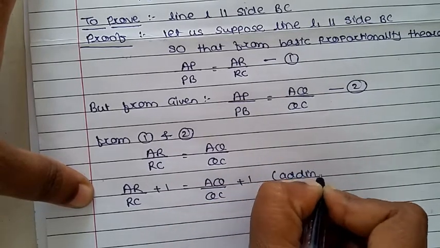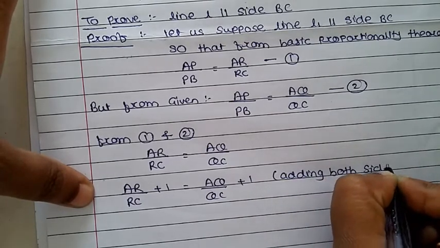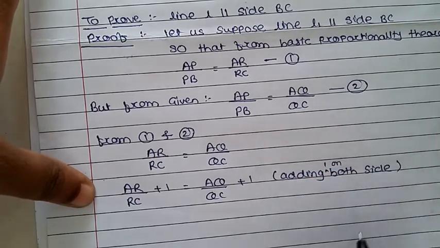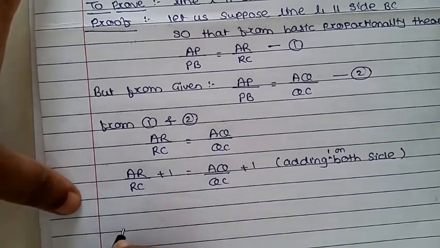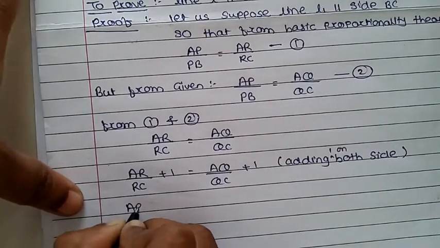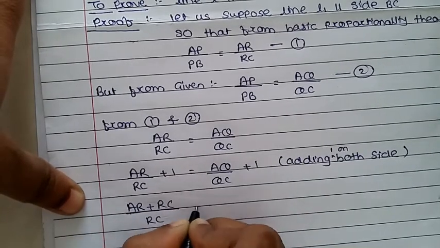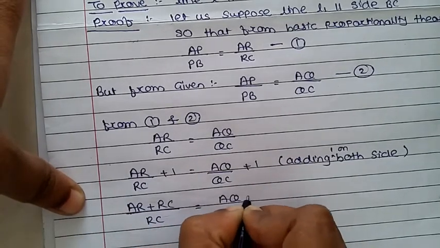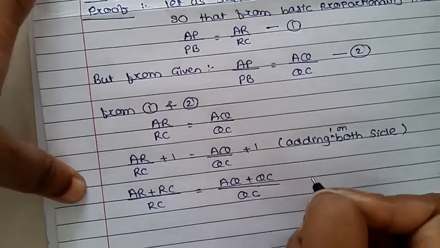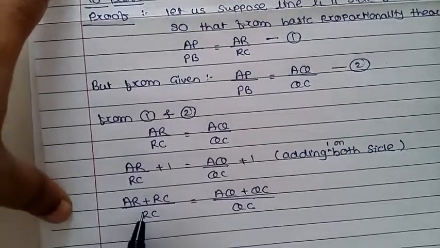Adding 1 on both sides. Okay. So how to just cross multiply it? Then what happens? AR plus RC upon RC is equal to AQ plus QC upon QC. Clear? So just tell me what is your result here?